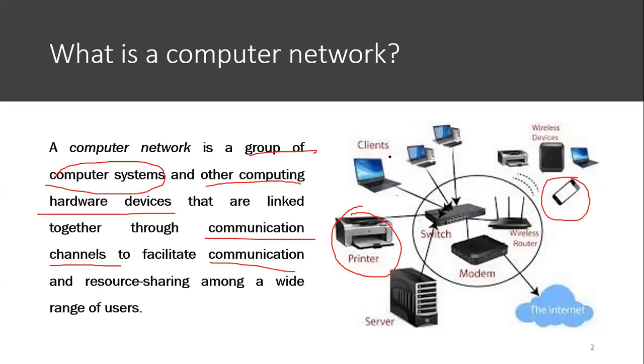So what they want is to communicate with each other. This computer or laptop needs to get a printout. So this client is sending a request to this printer: I want to print this document. So it's a communication. And sometimes it might be intercommunication between two computers. That's a communication. And resource sharing among a wide range of users.